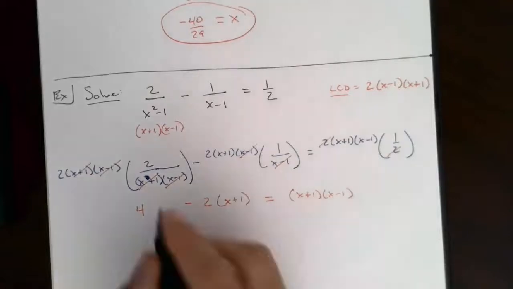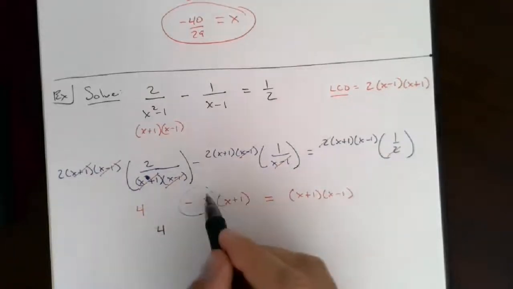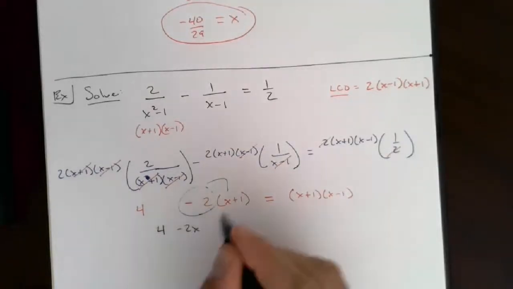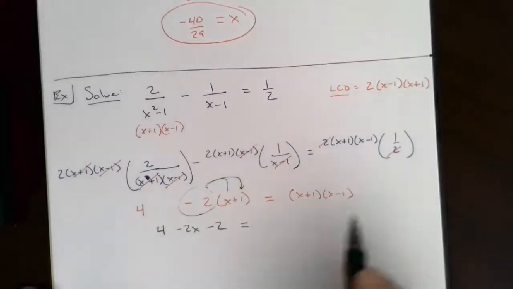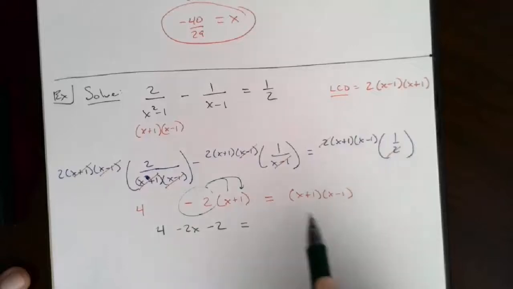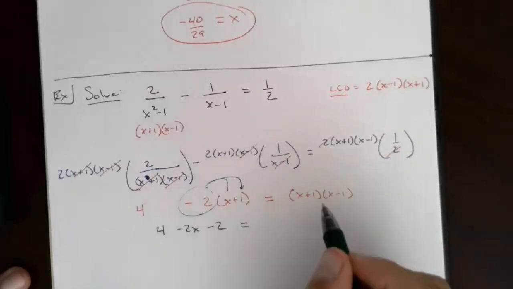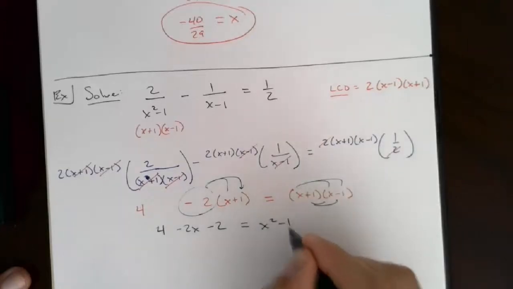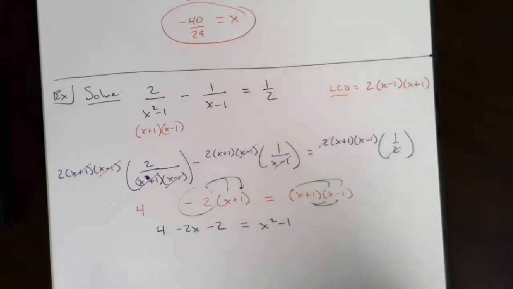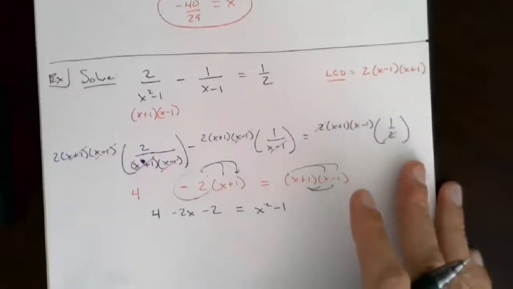So we're going to simplify this. So we end up with 4. We're distributing a negative 2 into here. So 4 minus 2x. Negative 2 times 1 makes us a negative 2. It's equal to, here, x plus 1 times x minus 1. You can FOIL this. You should know, though, that that came from our difference of squares. So when you FOIL this, you should end up with x squared minus 1, or if you multiply that out, the middle terms will cancel, in other words.